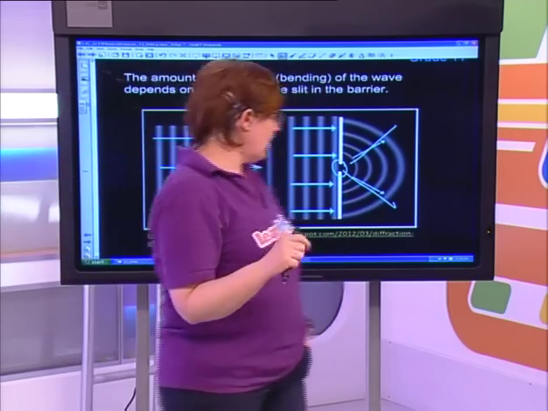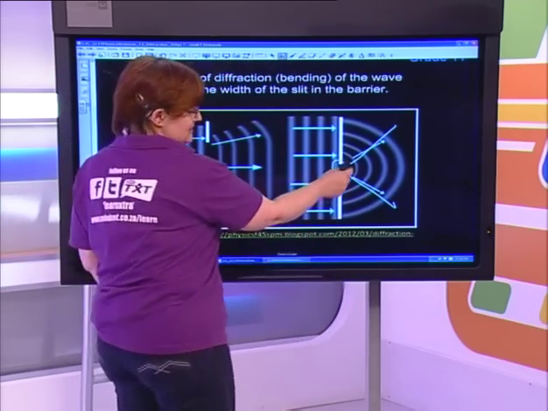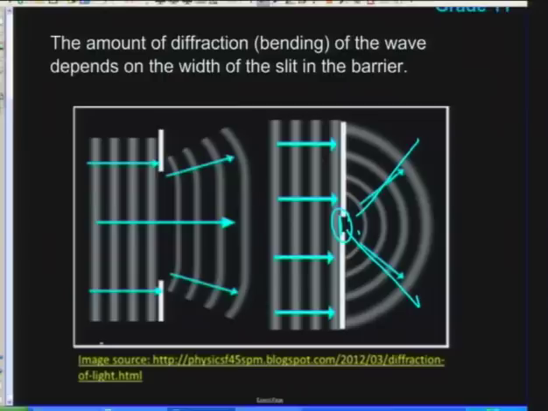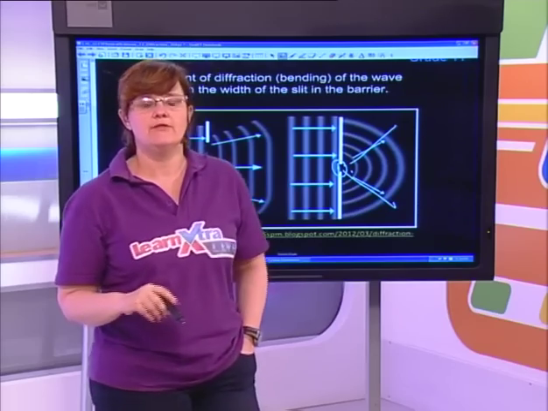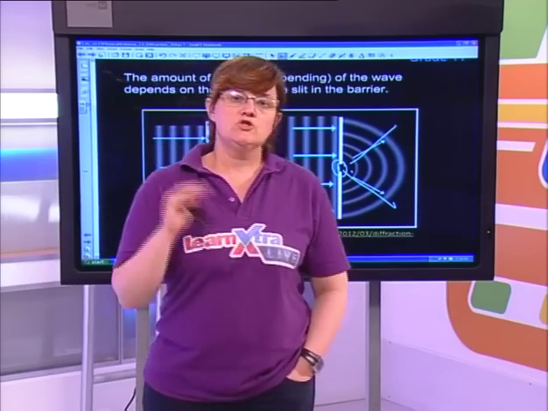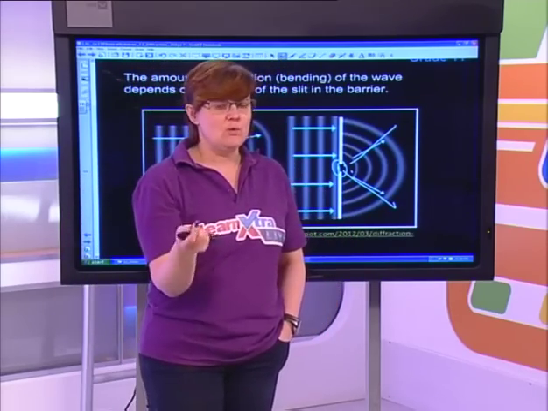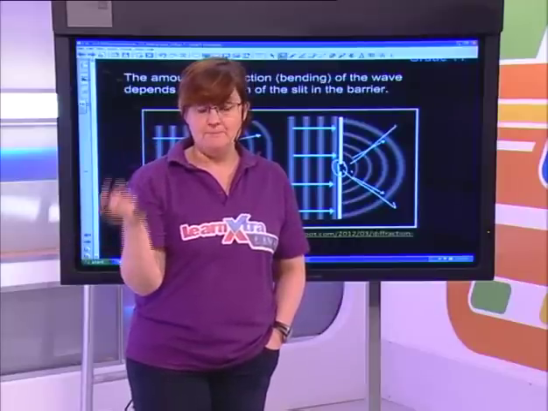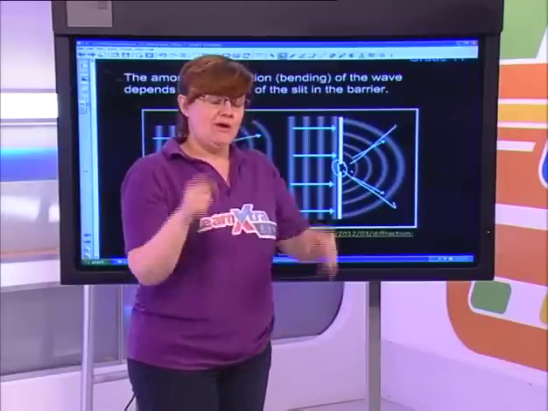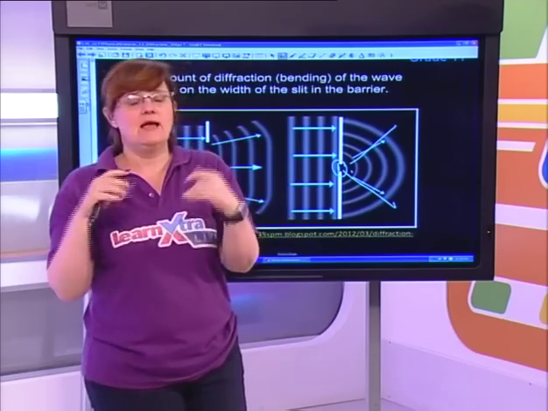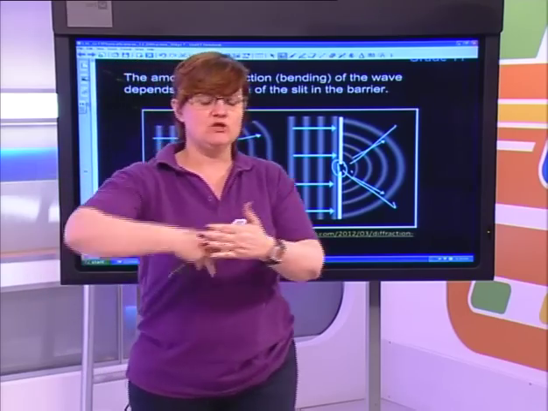Okay? And in fact, to get this maximum diffraction, this slit cannot be smaller than the wavelength. As soon as it's smaller than the wavelength, it will be reflected. As soon as it's bigger than the wavelength, we get less than maximum. Maximum diffraction happens when the slit width is the same length as the wavelength of the wave that's going towards the barrier.